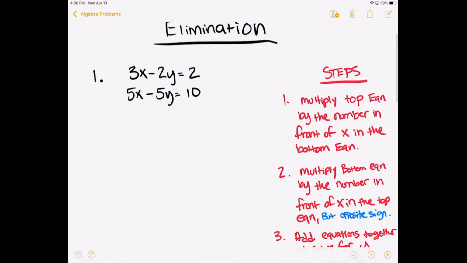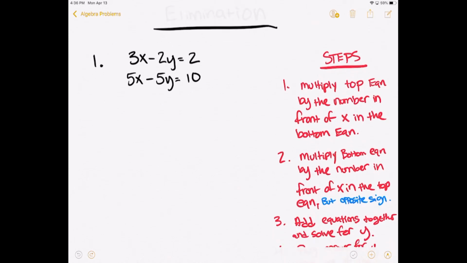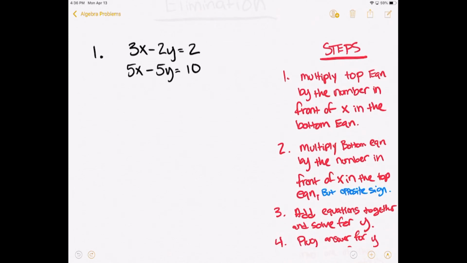So elimination is the first thing we're going to cover, and I have the steps over here to the right. The first thing that I tell you guys to do when I taught you was we're going to multiply the top equation by whatever number is in front of x in the bottom equation. In this case, that's a 5. Right? That's what's right there.